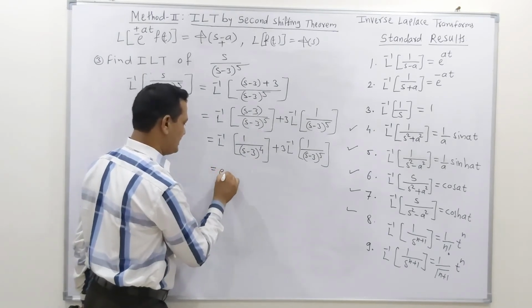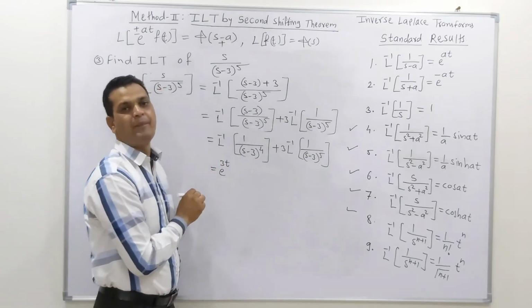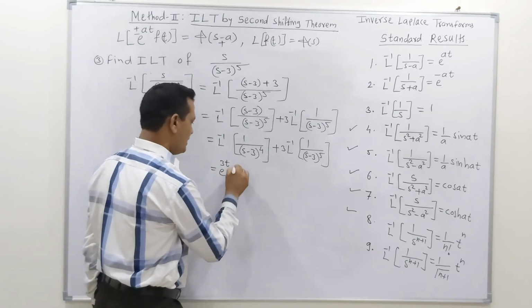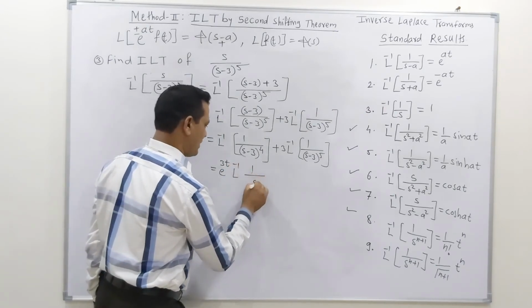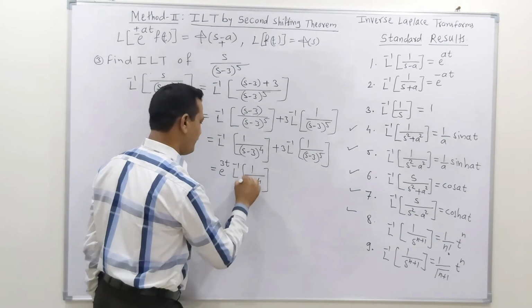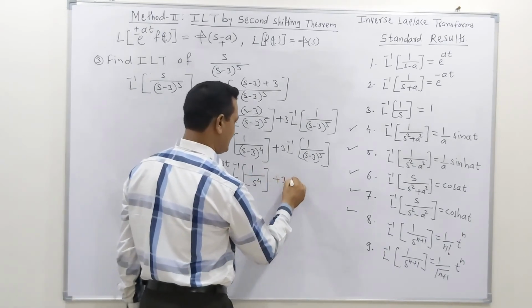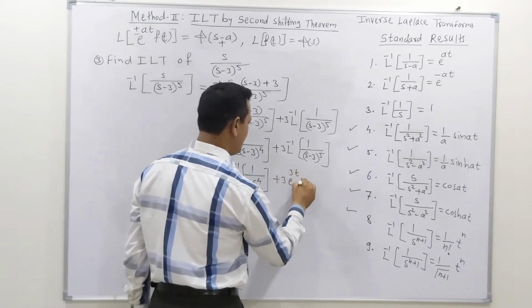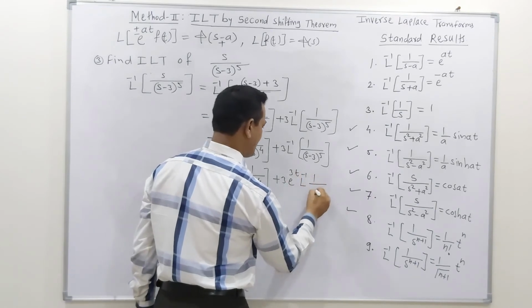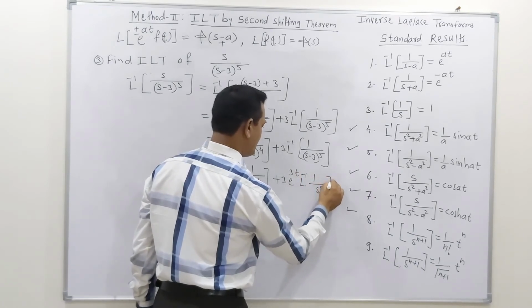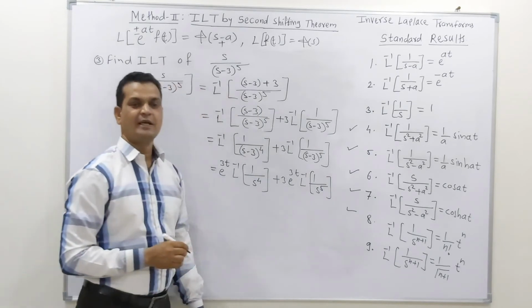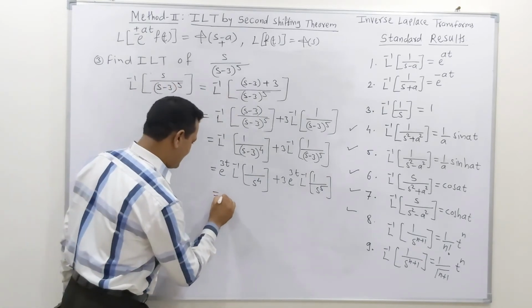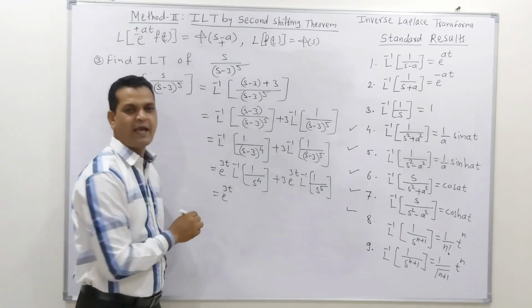So we can write this as e raised to 3t into inverse Laplace transformation of 1 upon s raised to 4, plus 3, again e raised to 3t into inverse Laplace transformation of 1 upon s raised to 5. So this is simple. Now we get this as e raised to 3t as it is.